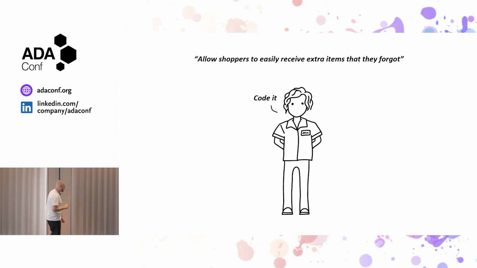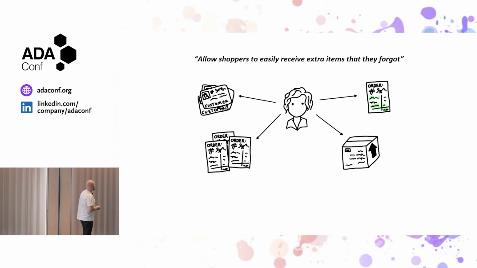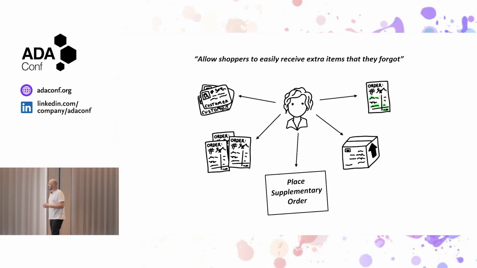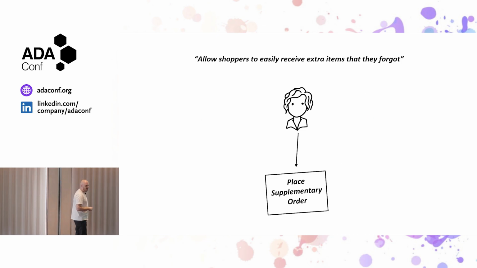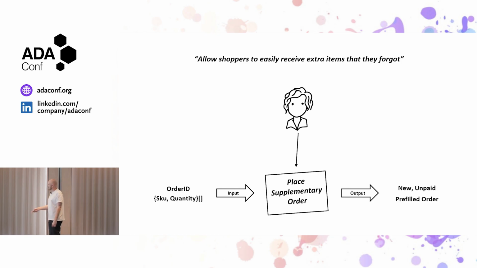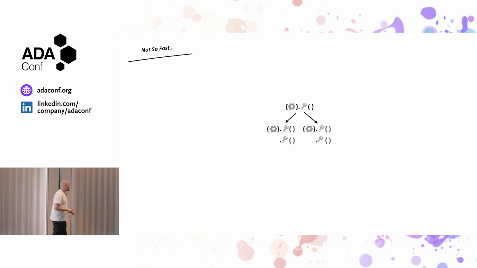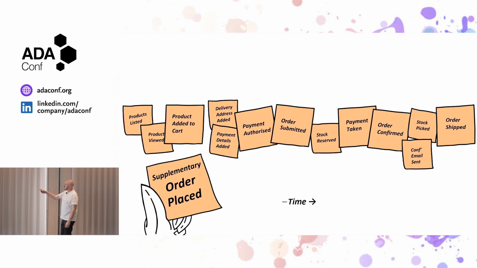So, if we think through just a possible way of solving this, one might be a place supplementary order endpoint. Horribly uncatchy, but I'm sure you all already know what this is going to do. It would take in a reference to the original order and a list of items and quantities that were forgotten, and it would give out a sort of new unpaid order, maybe referencing or taking some details from the previous one.